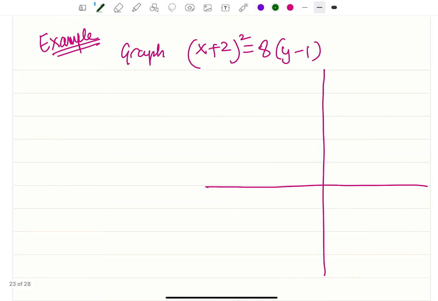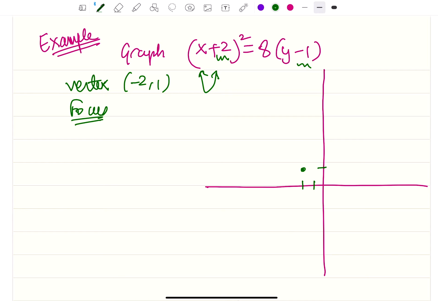Let's see a couple more examples of graphing the parabolas. X plus 2 squared equals 8 times y minus 1. So here our vertex is going to be -2 and 1. Let's go ahead and mark x is -2, y is 1. Okay. And we can see this parabola is going to open up.